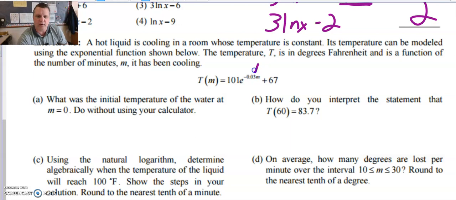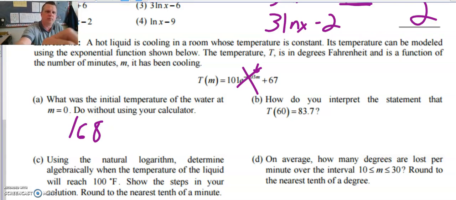So m equals 0, I plug it in right there. M equals 0, that is gone because it becomes 1. Okay? So then I have 100 plus 67 is 168. Okay, so that was the initial temperature.